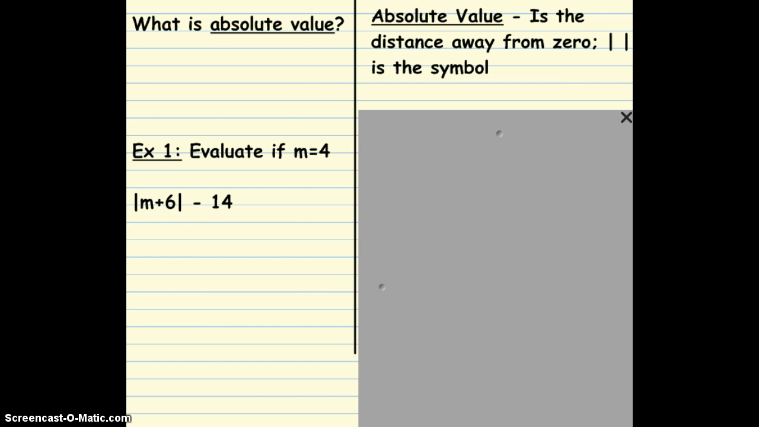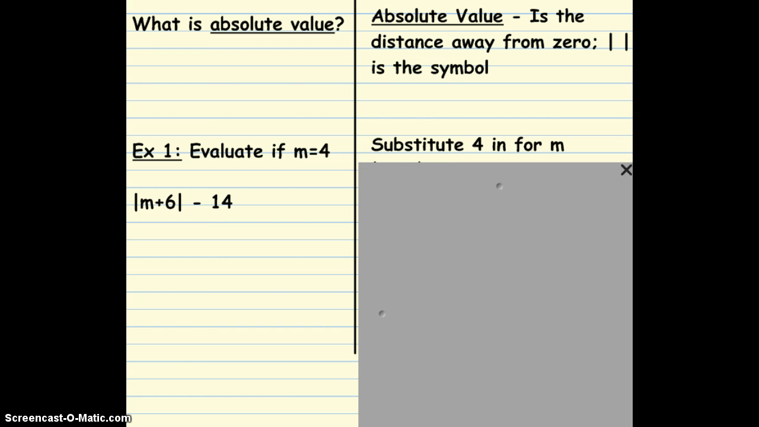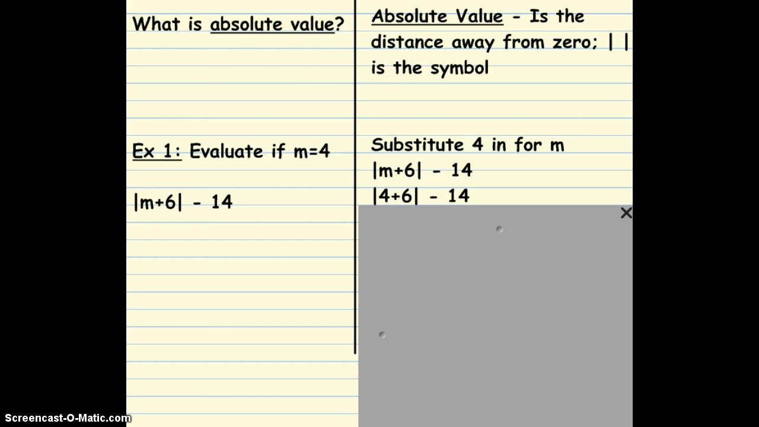So, for example number 1, we're going to evaluate if m equals 4, and our expression is going to be the absolute value of m plus 6 minus 14. Alright, first thing we need to do is substitute 4 in for m. So, we're going to have the absolute value of 4 plus 6 minus 14. Absolute value signs are just like parentheses, where we need to do what's inside of them first. So we're going to add 4 plus 6 to get 10.